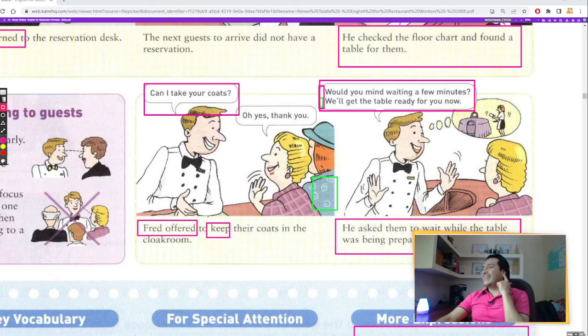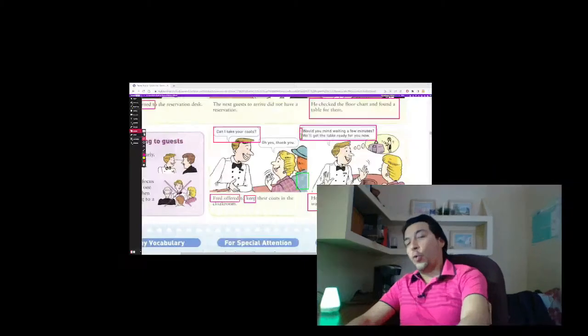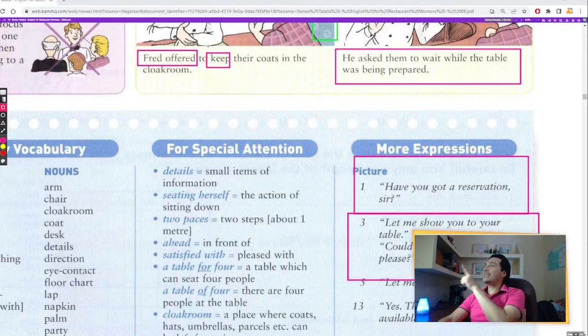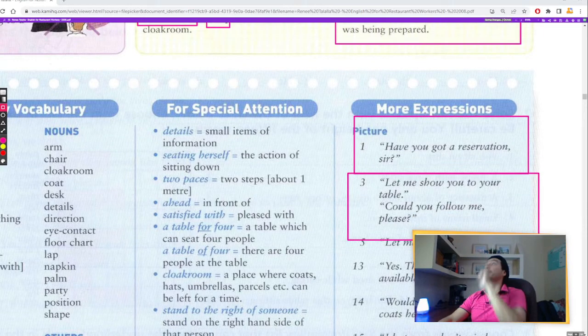Now, let's listen to more expressions. We already heard Fred use his phrases to receive and seat the guest. Now, we're gonna listen to more expressions. And I have them right here on the second page. Check it out. You guys see right here, more expressions?